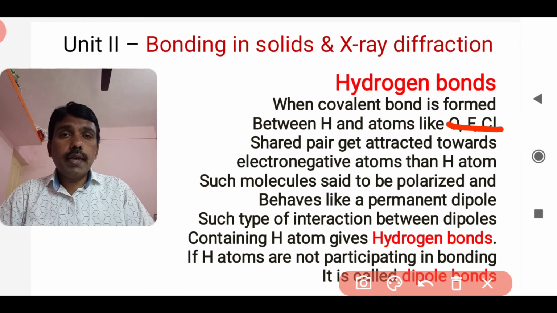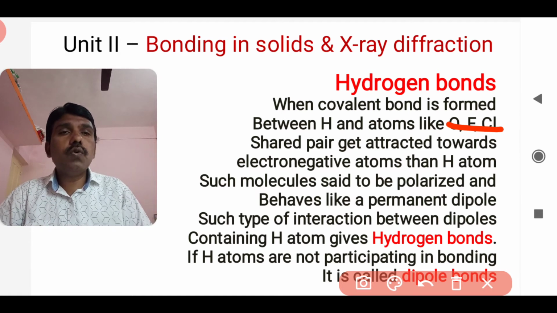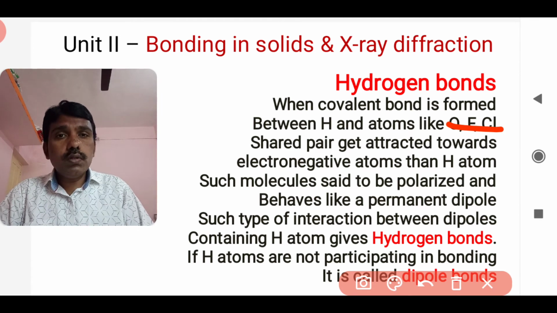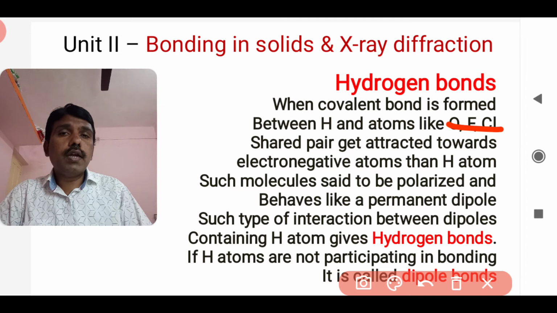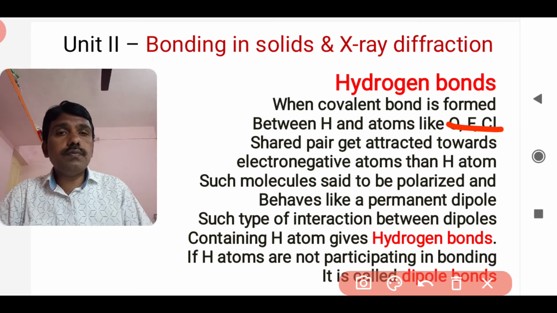And that's why H is electropositive in this case, and oxygen is electronegative. In a similar way, with fluorine or chlorine, when they share a covalent bond and are attached to a hydrogen atom, such molecules are said to be polarized. And when such bonding is formed, there is not just a single H2O; there are a number of H2O molecules, and such covalent bonds are present.